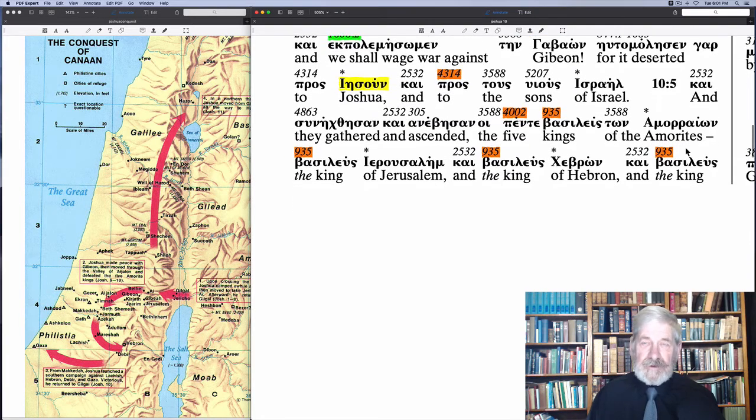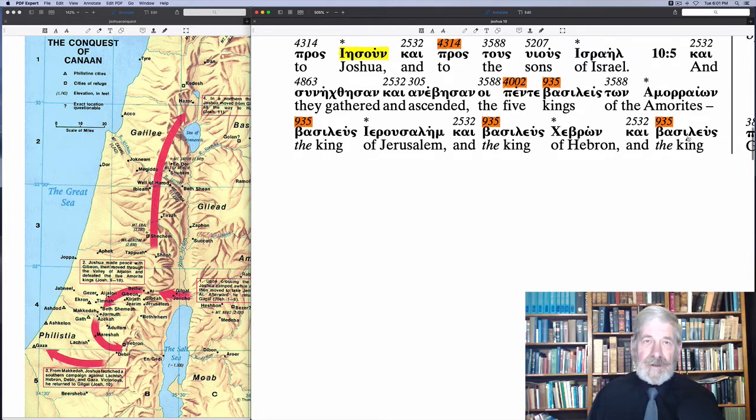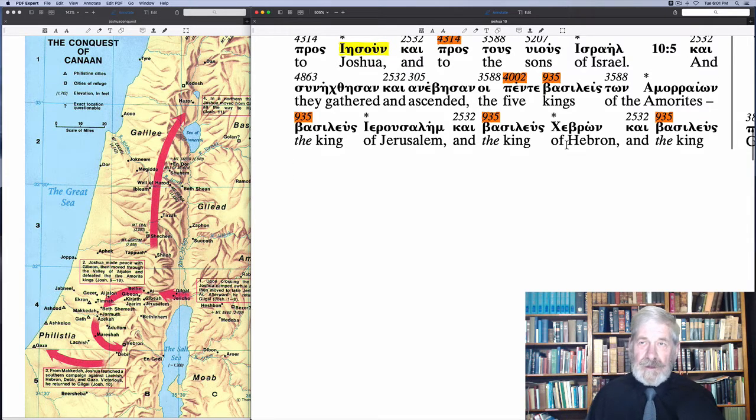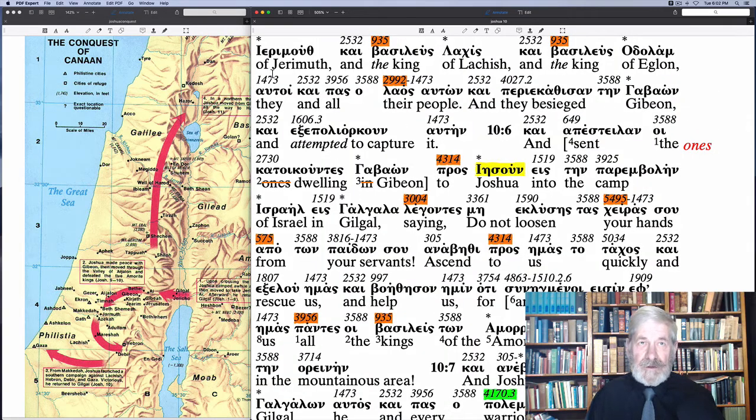And they gathered and ascended, the five kings of the Amorites: the king of Jerusalem, the king of Hebron, the king of Jerimoth, the king of Lachish, and the king of Eglon, they and all their people. And they besieged Gibeon, which was right over here, and attempted to capture it.